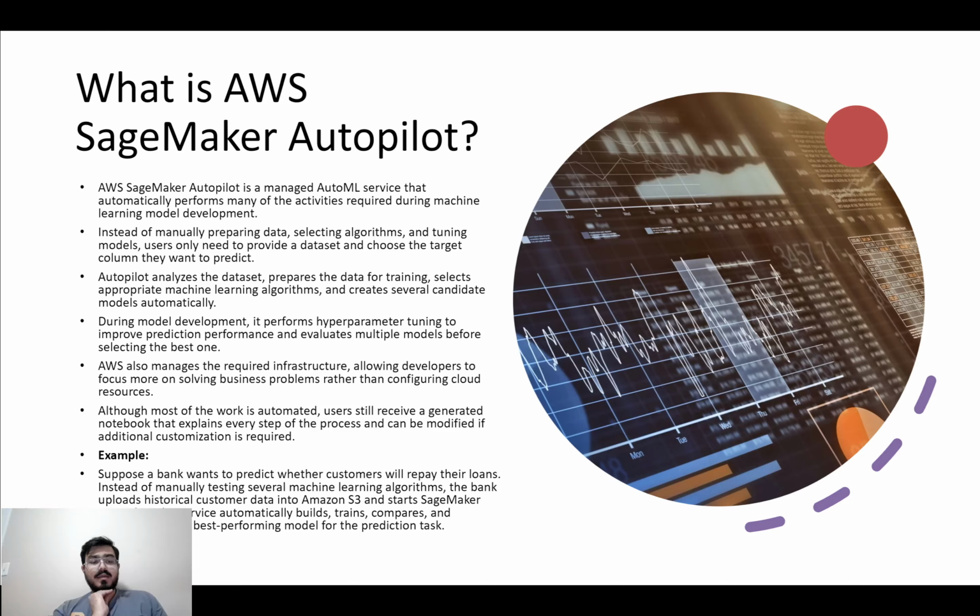Imagine a bank wants to predict whether customers will repay their loans. Instead of manually testing many different machine learning algorithms, the bank simply uploads historical customer data into Amazon S3 and starts SageMaker Autopilot. Autopilot automatically trains and compares several models and recommends the one that performs best for the prediction task. This saves both time and effort while producing a reliable machine learning model.